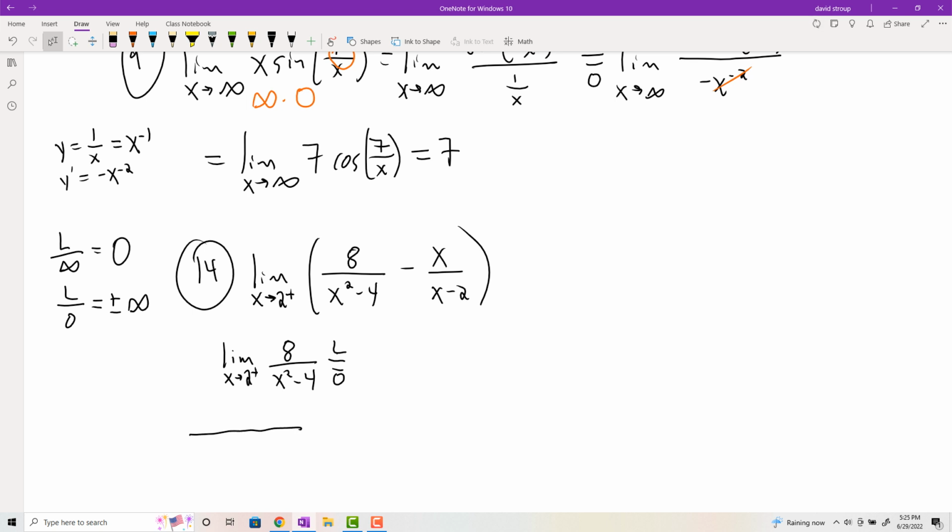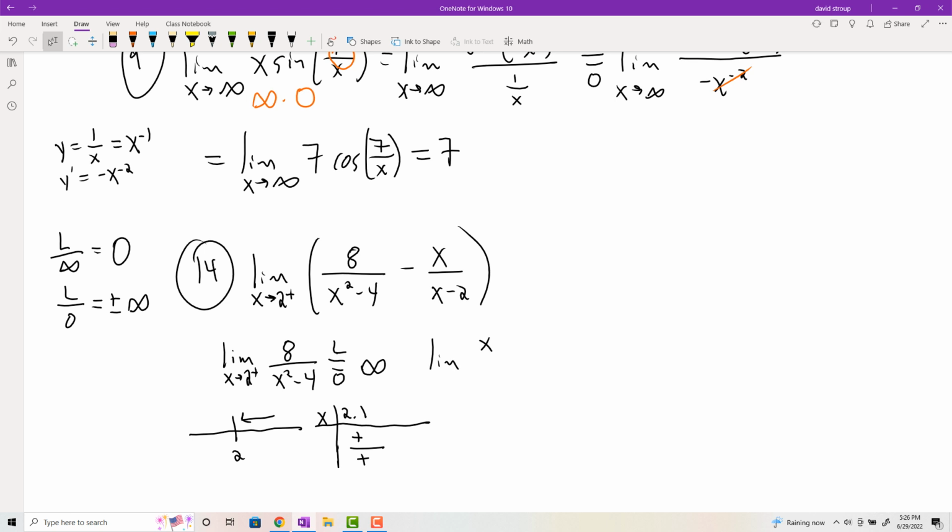So the way you deal with those is to remind yourself of your approach. I'm coming in from the right. That means I'm thinking x values like 2.1, 2.01, 2.001. I'll just think of 2.1. Then I plug the 2.1 into that expression, the 8 over x squared minus 4, and determine if it's plus or minus. So the 8 is positive. 2.1 squared minus 4 is also positive. 2.1 is bigger than 2, so when you square it, it'll be bigger than 4. Positive over positive is positive, so this part is positive infinity.